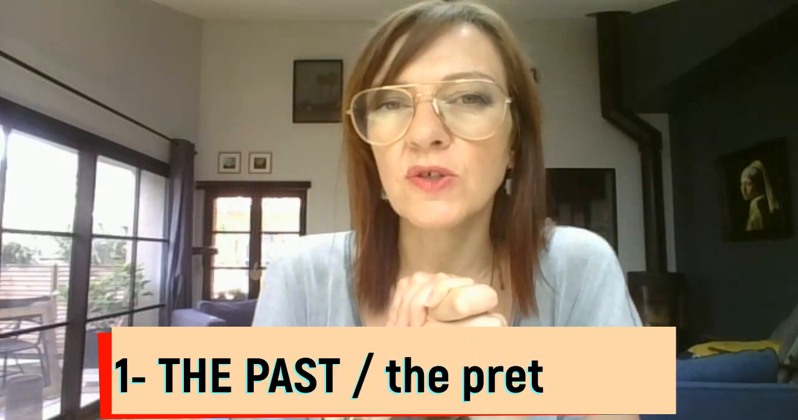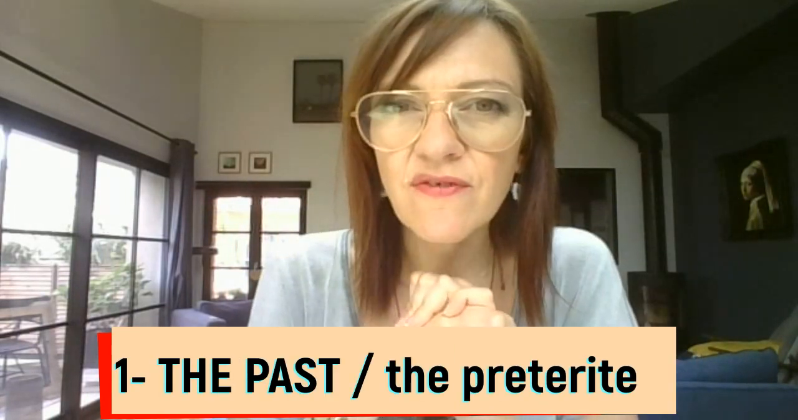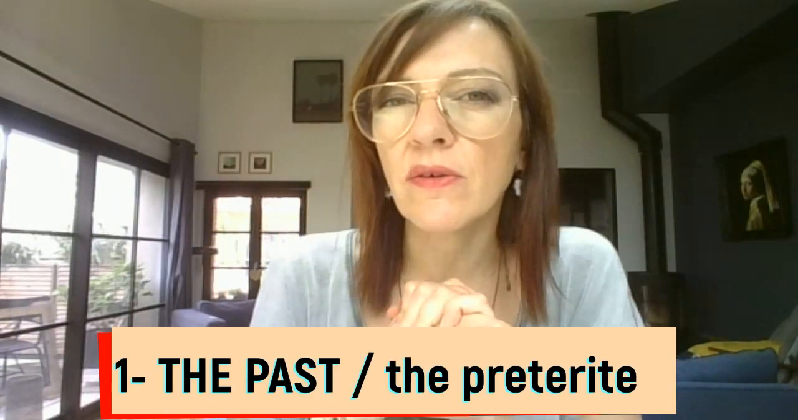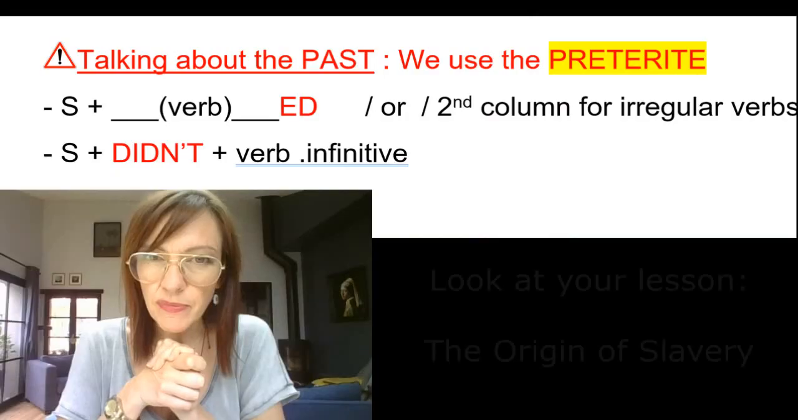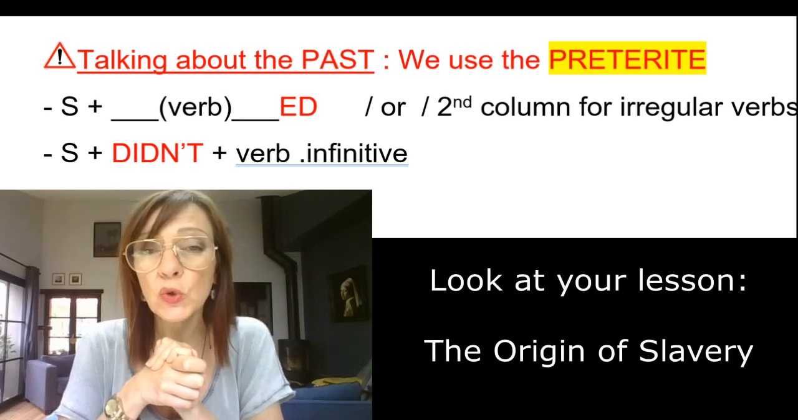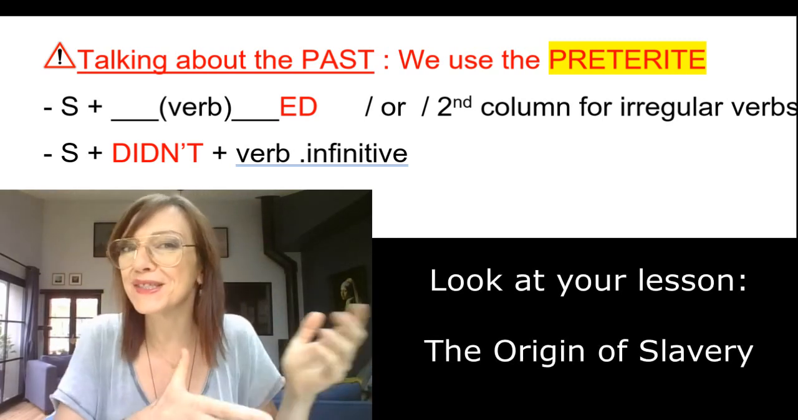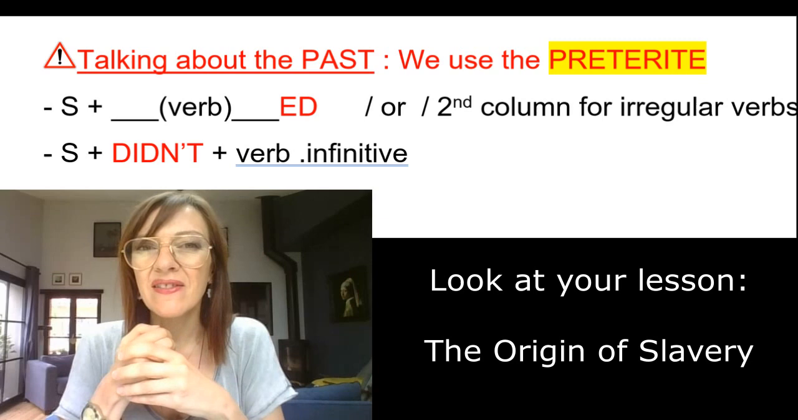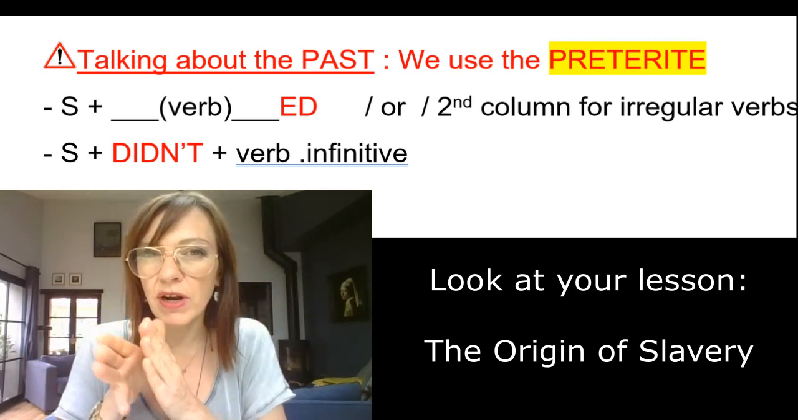All along this chapter, we talked about the past, of course, because we went back to the times of slavery. Then we moved to segregation. To describe all these facts of the past, we used the preterite. The preterite is the tense that you use to describe the past. You have to remember 2 things: you have regular verbs and irregular verbs.